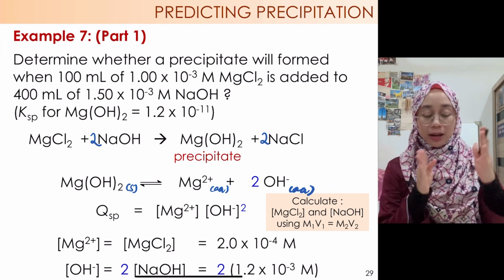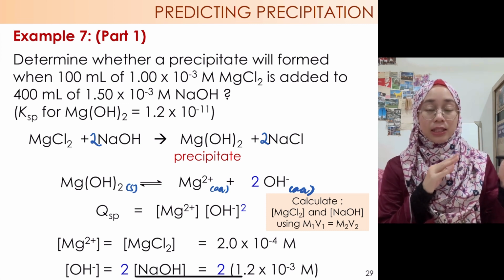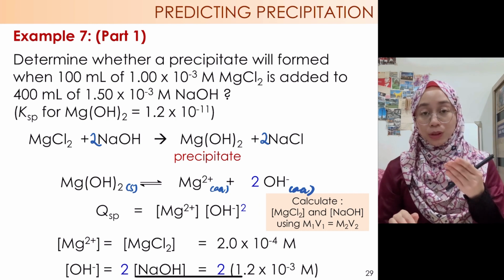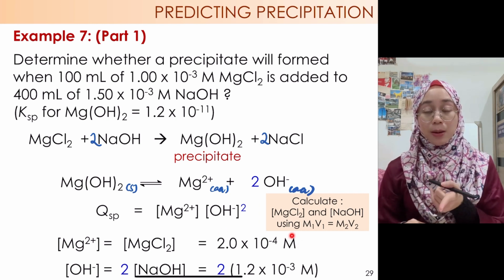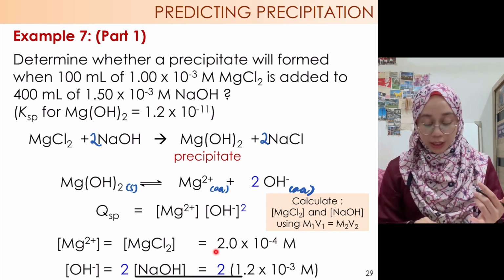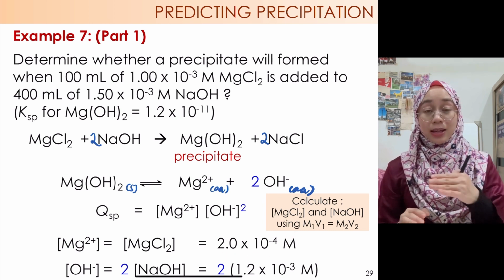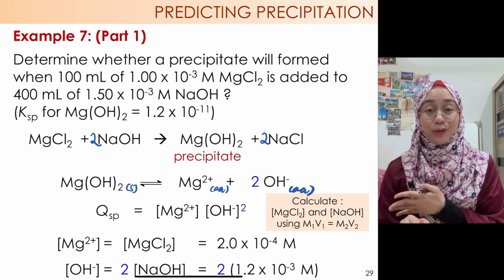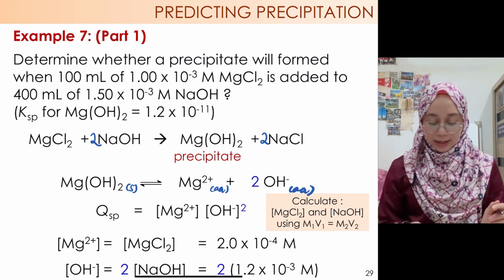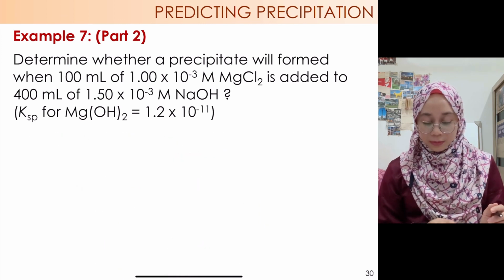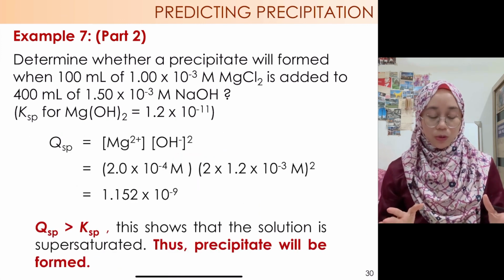So just use the idea that we already used in example 5 and example 6. So do show the new calculation that you get here by using M1V1 equals M2V2. So this is the one that has used M1V1, M2V2. Okay, because its concentration is different compared to the one above. Okay, right, so then put it into QSP. So this is what you get.